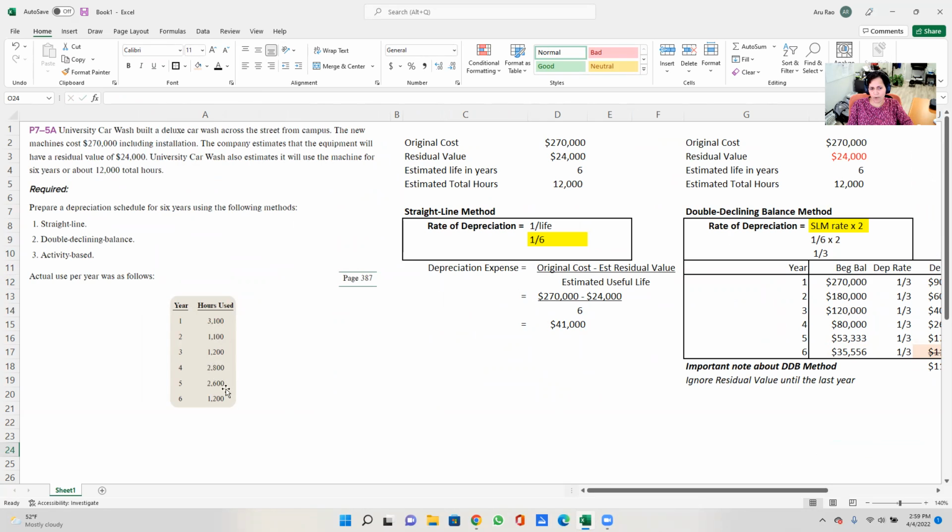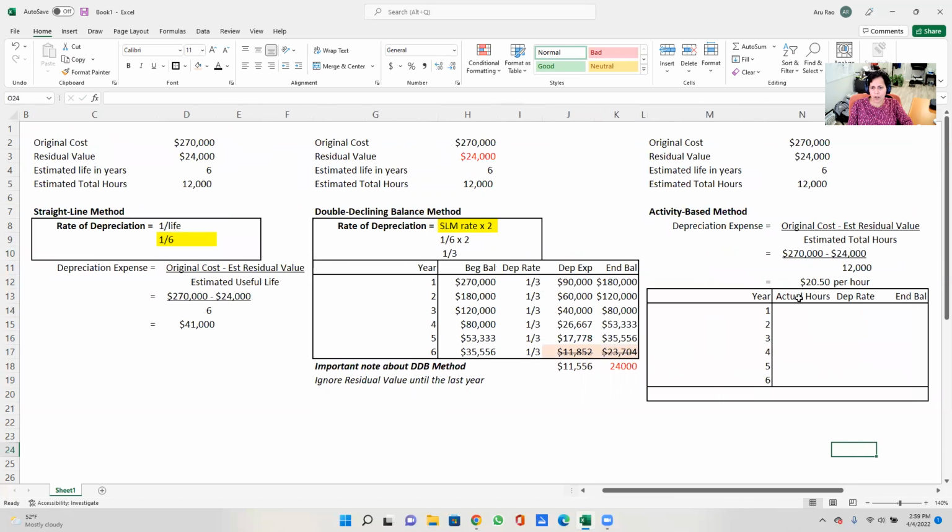These numbers that were given to us in the problem, now we are going to use those numbers. So I bring those numbers over here. I've just copied the numbers over. If you add them up, you will notice it's the exact 12,000 hours we anticipated to use it. The rate of depreciation we already calculated is $20.50 per hour it's used. So in this method, the more I use it, the more I depreciate it. The less I use it, the less I depreciate it.